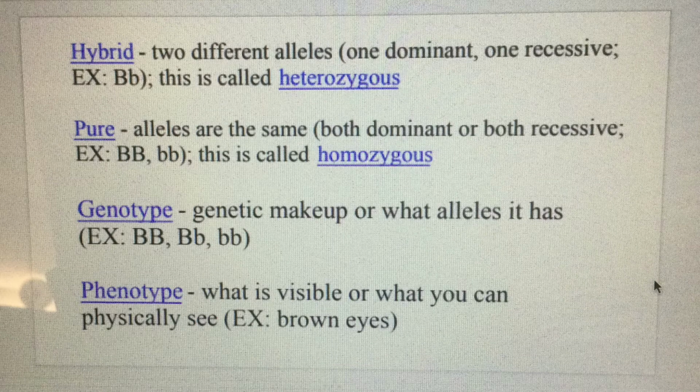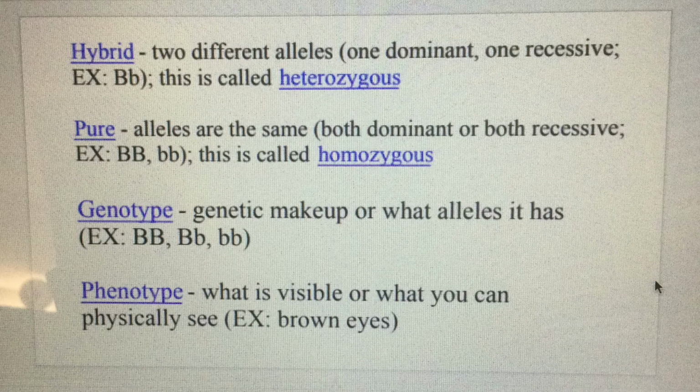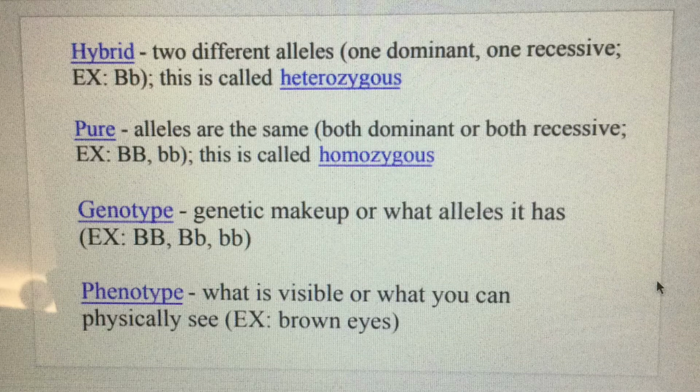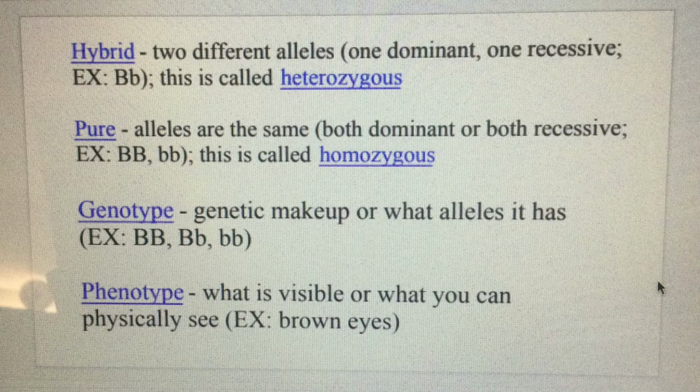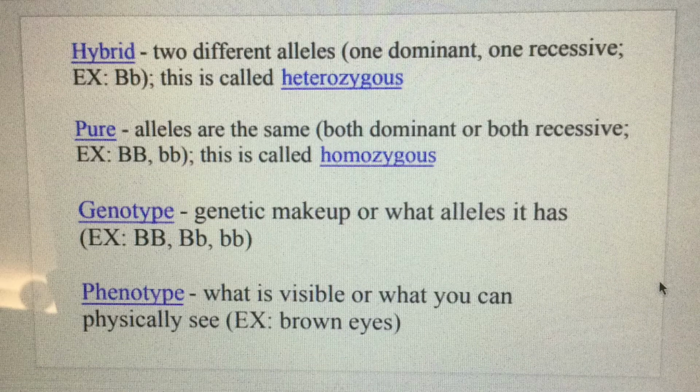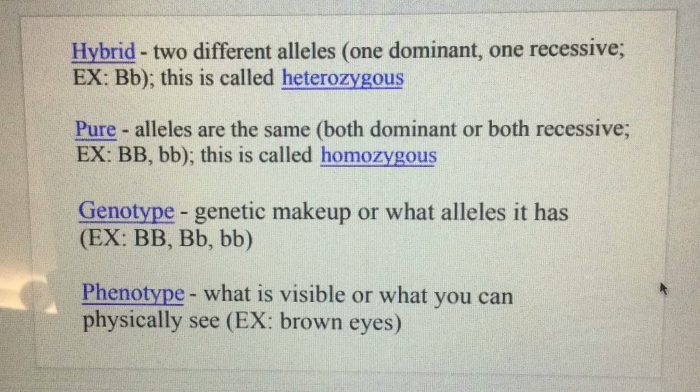The genotype is the genetic makeup, what alleles you actually have, which if you're just looking at an organism, you cannot see. The phenotype is what you can visibly see. That would be examples like plant height. Is it tall or is it short? Or eye color. Do you have blue eyes or brown eyes or green eyes? The genotype is your genetic makeup. The phenotype is what you can actually see.